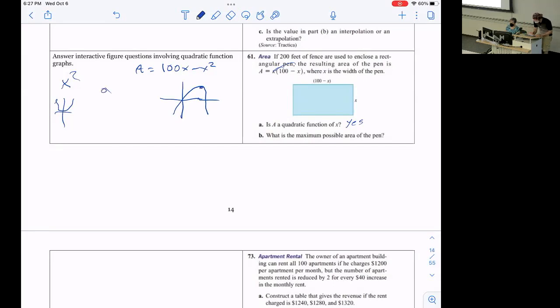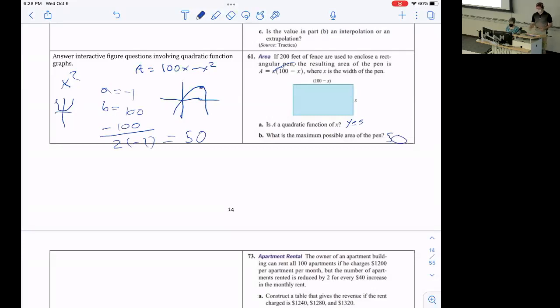If we were to use the vertex formula, what is our A and B here? What's A? Negative 1, right? So it's the thing that's attached to the X squared. And so our B would end up being the 100. And so we can plug that in. Negative 100, because it's negative B over 2A, times 2 times negative 1. So negative 100 over negative 2 should be 50. So our answer to B would end up being 50.